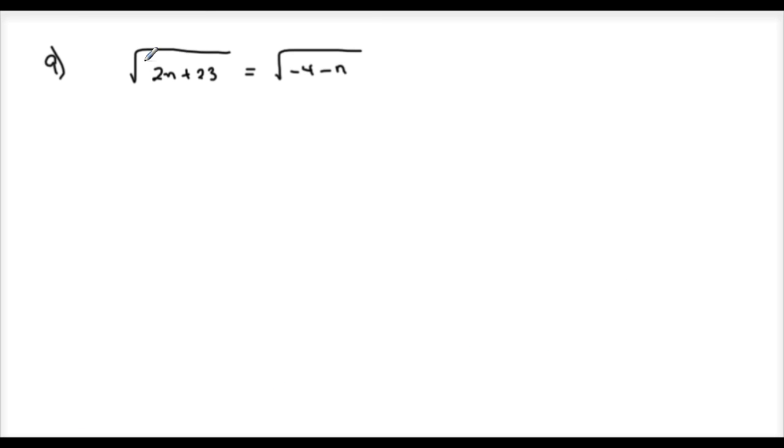Okay, the square root of 2n plus 23 equals the square root of -4 minus n. They both have square roots in this case, so let's just square both of them. This one's going to work out nicely because our square roots are going to drop. So 2n plus 23 equals -4 minus n. So I don't have any squares. I just have one variable in terms. Let's get my variables on one side and constants on the other.